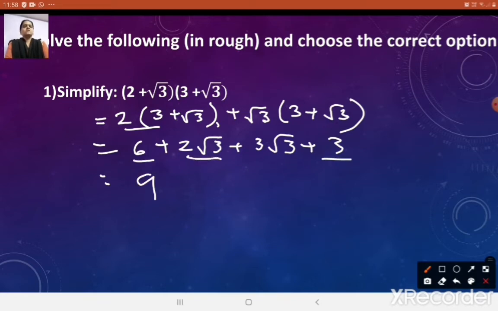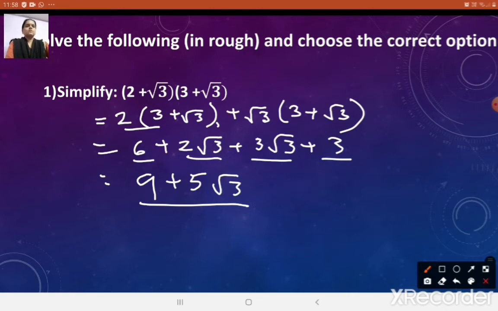Now 2 root 3 plus 3 root 3 will be what? It is 5 root 3. So can we add further? No. So this is your final answer. Again, this calculation will not be shown in your paper. This is rough work.